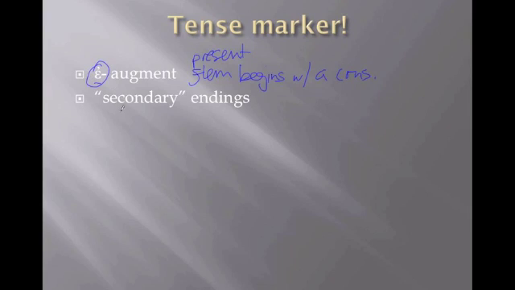And then we're also going to use what are called secondary endings. So what we're going to see is that we've got the present stem, which tells us that it's ongoing action, we're going to have an epsilon augment, so present stem, epsilon augment, and this new set of endings. Not the primary endings, but a new set. So let's take a look at this set.